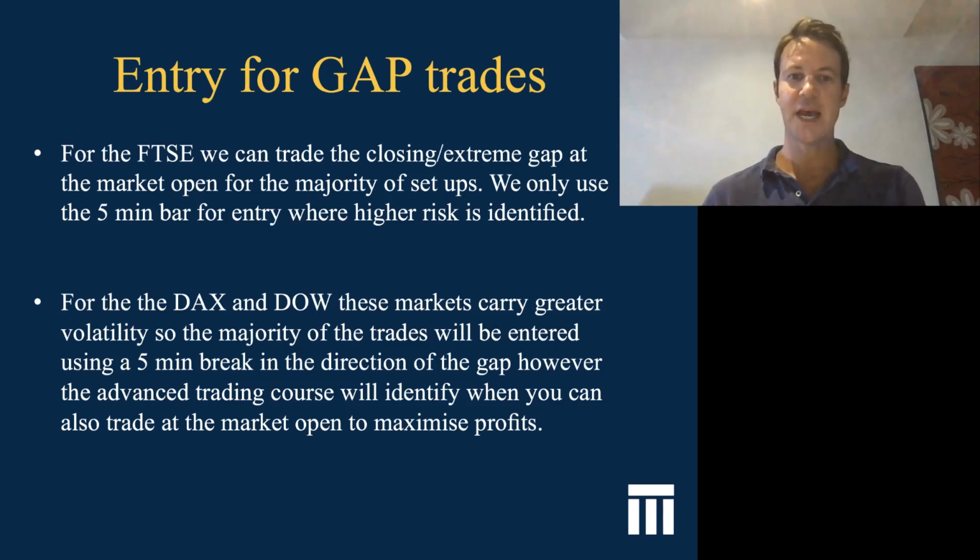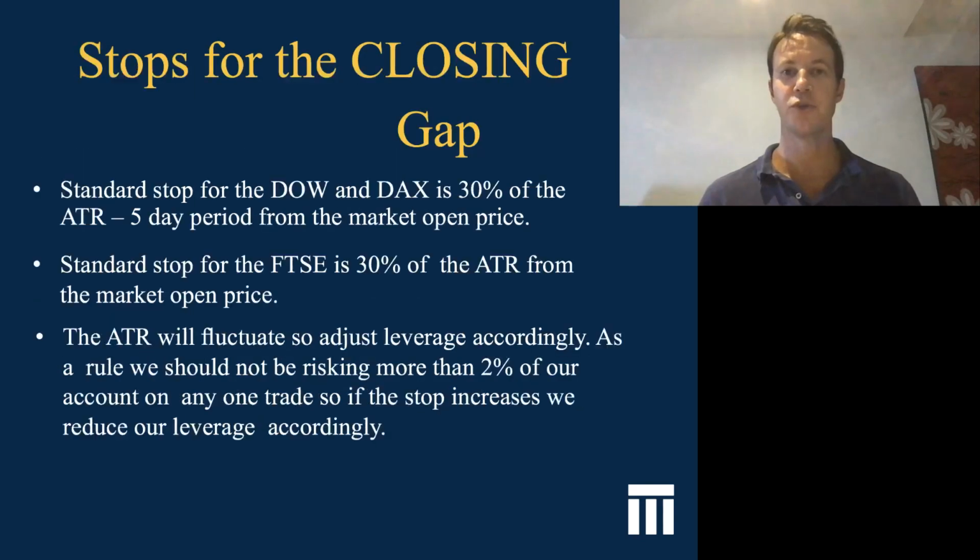For the DAX and the Dow, these have greater volatility, so what we generally do is wait for a 5-minute bar to confirm the trade. Once that's broken in the direction of the closing gap, we'll then get in. But for the FTSE, you can sell or buy in that first 5-minute period for sure. The stop for the closing gap is 30% ATR of the 5-day average true range. That's what ATR stands for, average true range. And for the FTSE, it's also 30% ATR.